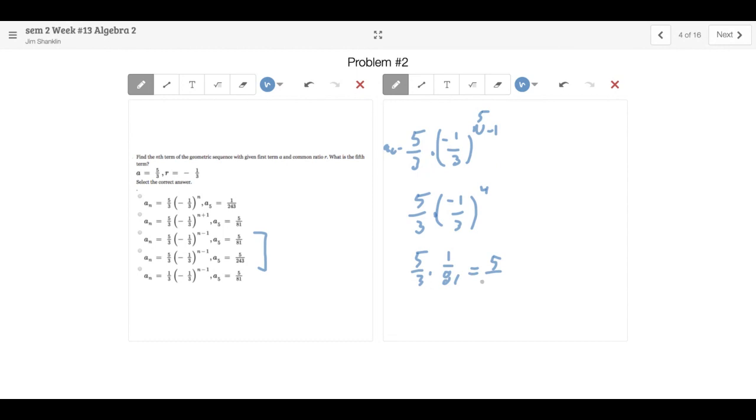So 5, and obviously you don't have to, you can just use a calculator if you wanted to on this. And 3 times 81 is 243, is that right? Yeah, yep. So I'm going to go with this one right here. Okay, so I had to write out the equation, and then I had to find the fifth term there. Yep, letter D. All right, problem number 3.